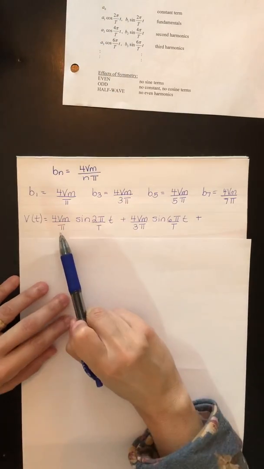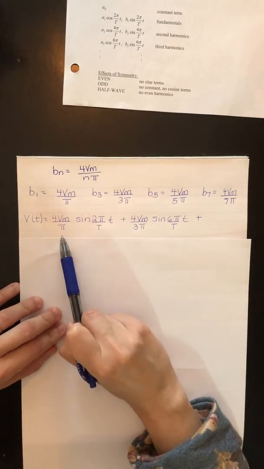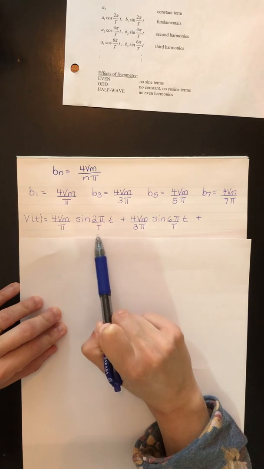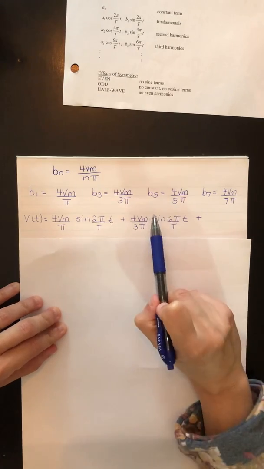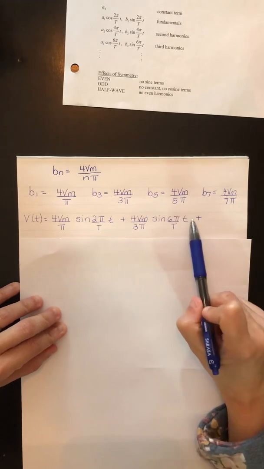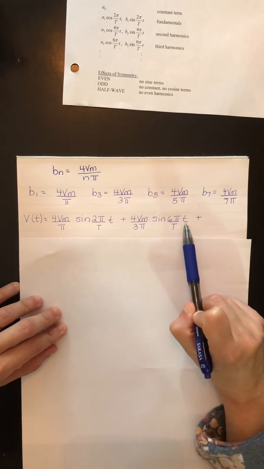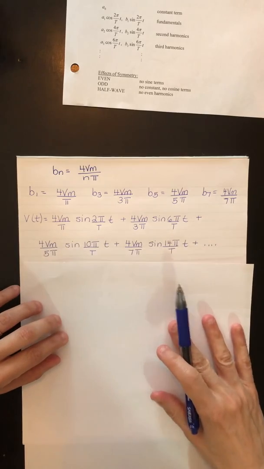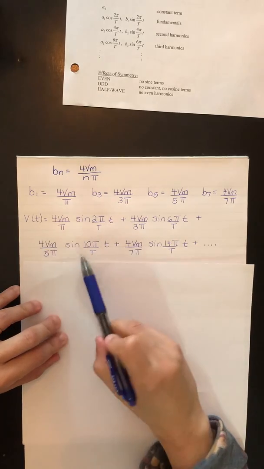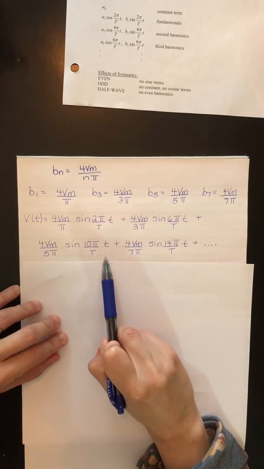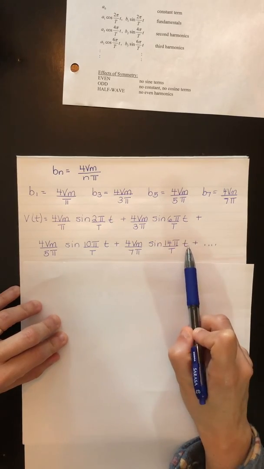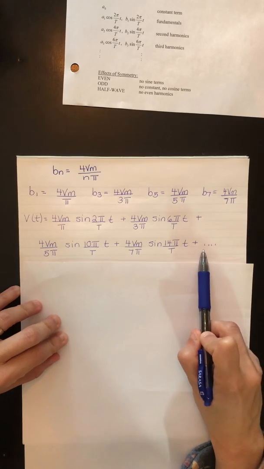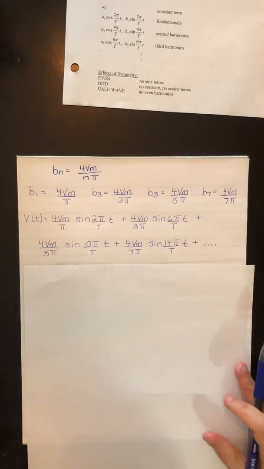Okay, so this is B1, our calculated B1. This is the sine term that corresponds. This is B3 with the sine term that corresponds, plus B5 with the sine term that corresponds, and B7 with the sine term that corresponds. Indicate like this that it is an infinite series.